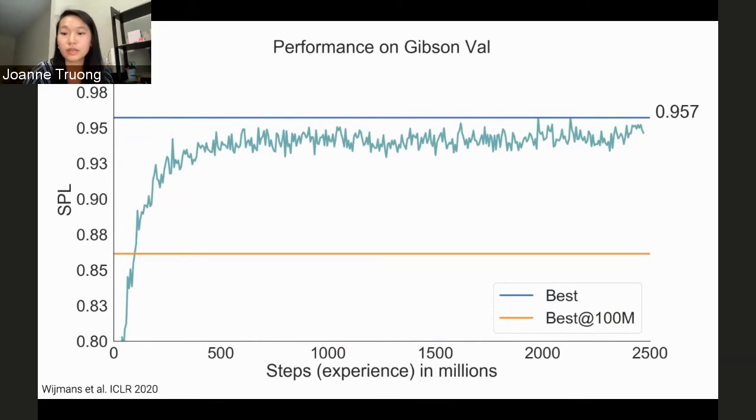So this was, again, 2.5 billion steps of experience. This is trained with 64 GPUs. This is around 6 months of GPU training time, but this was all done in under 3 days of wall clock time.